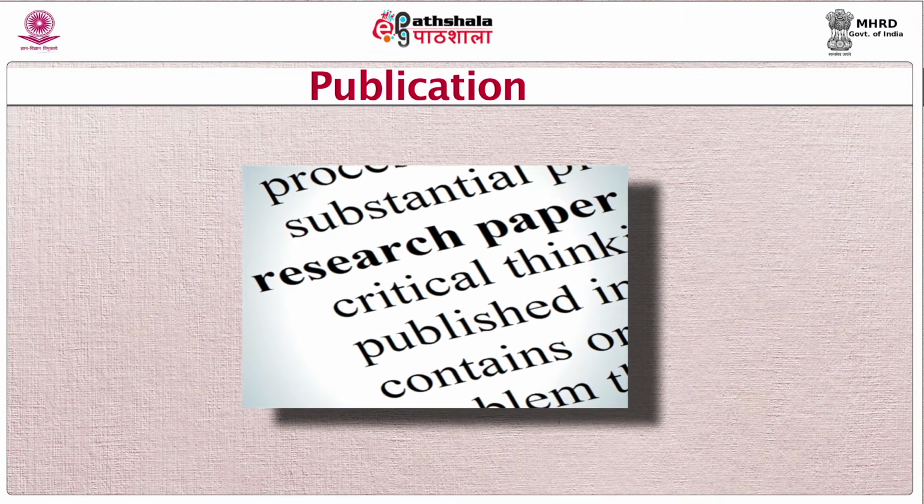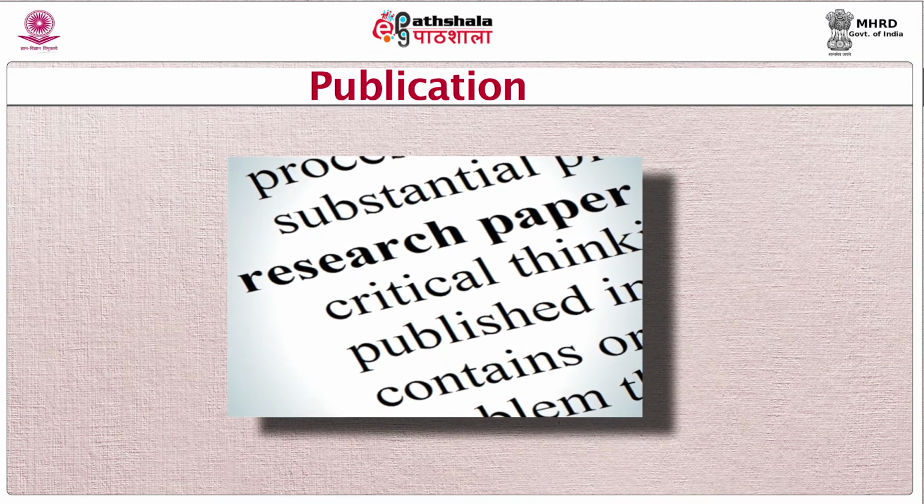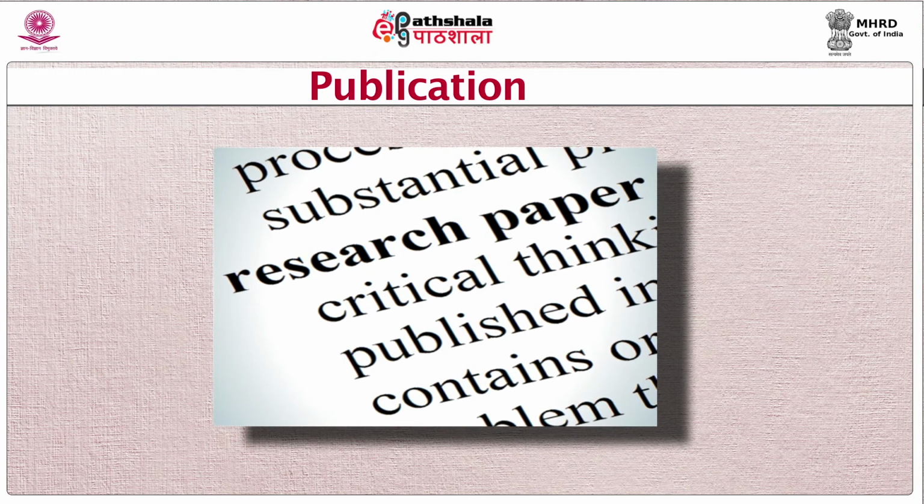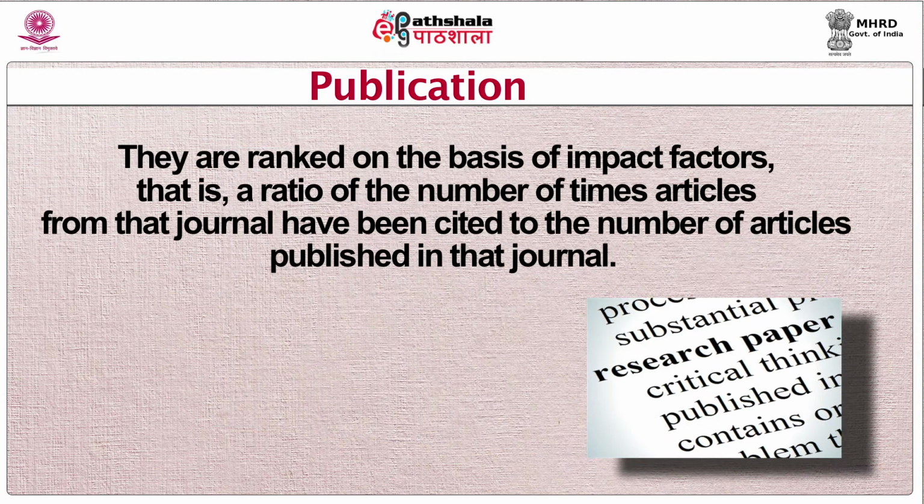So, what is a publication? Based on the feedback received, researchers edit their papers and submit them to the research journals. Research journals have their own blind peer review process and acceptance rates. They are ranked on the basis of the impact factor, that is, a ratio of the number of times articles from that journal have been cited to the number of articles published in that particular journal.